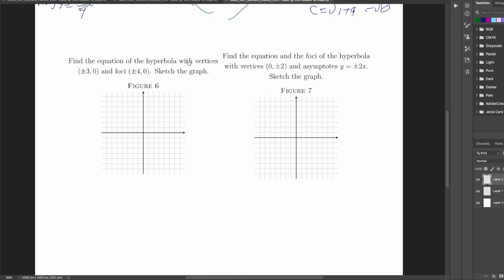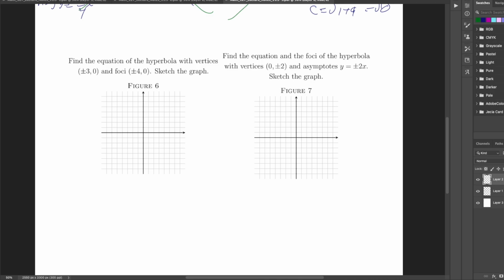Find the equation of a hyperbola with vertices of 3 and foci of 4 and sketch the graph. Okay, so let's do this. What do we know here? If we have the vertices at 3 and the foci at 4, I know this is horizontal, right? So this is a horizontal one.